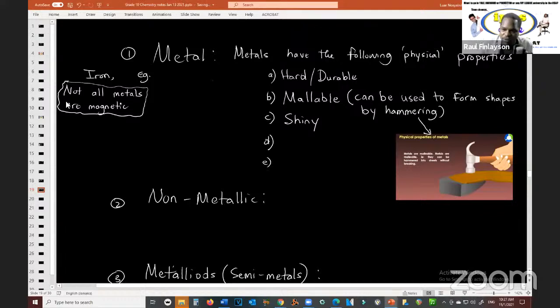So hard, durable, right? Shiny. Let's write that it reflects light. By the way, it reflects light and heat, and even sound too. Anything that's shiny will reflect light, heat, and sound.